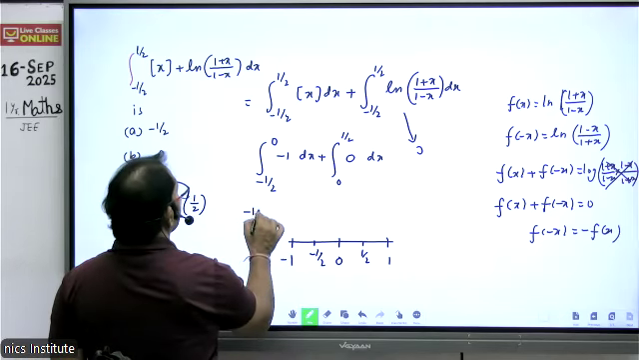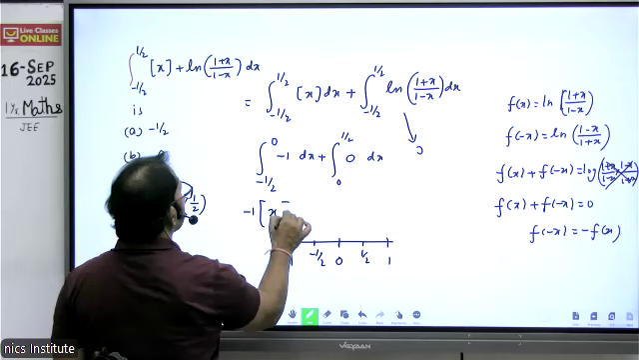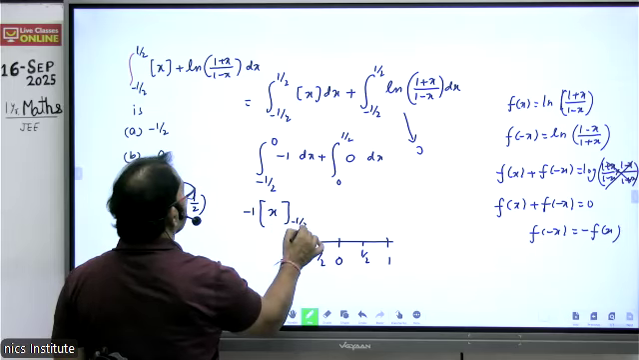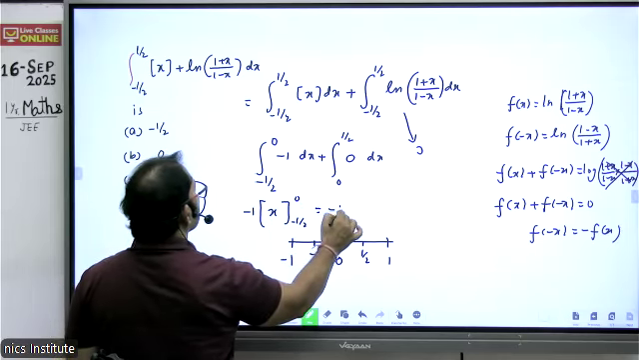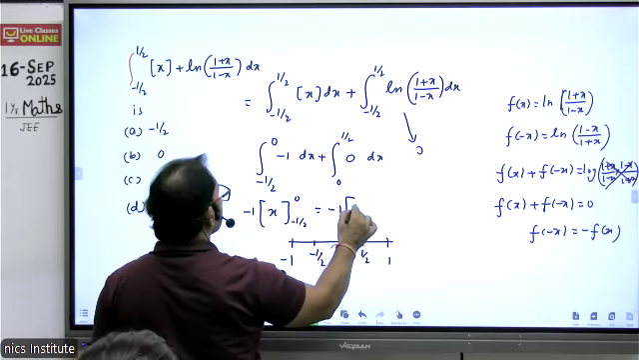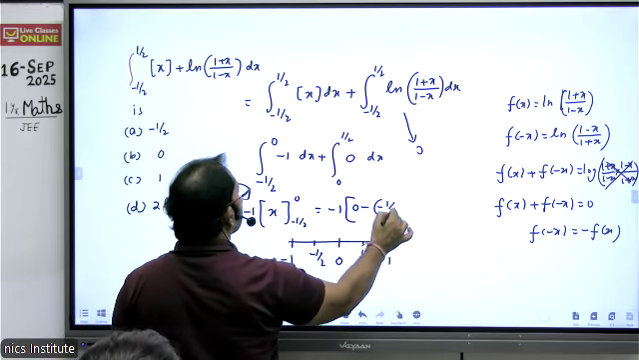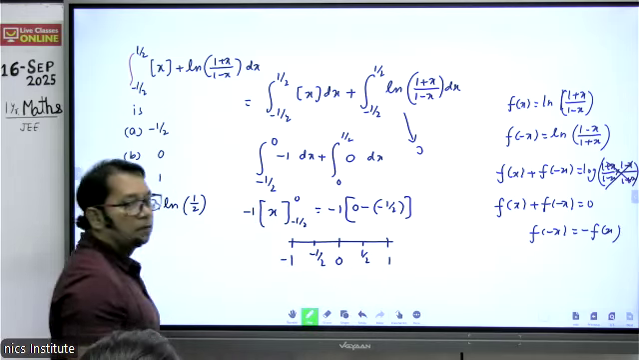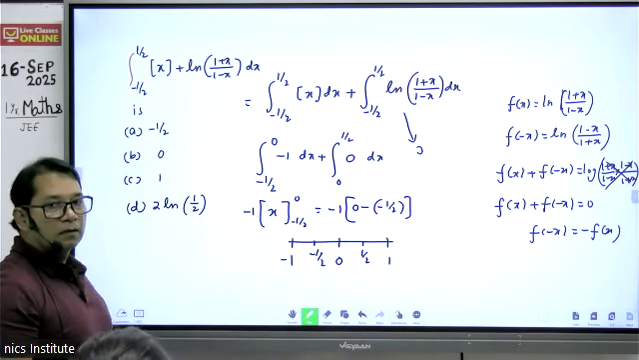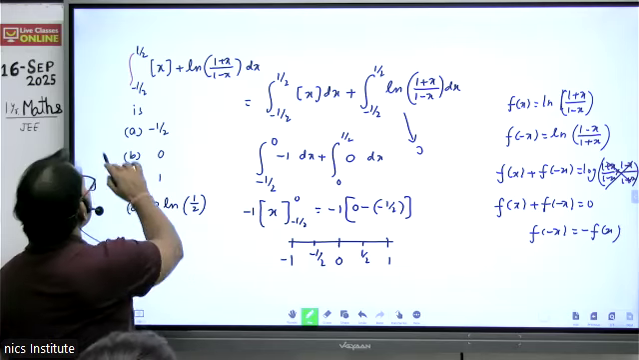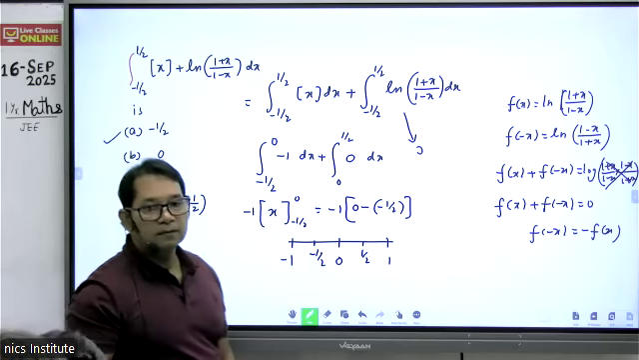So minus 1 is out. Integration would be x, limits minus half to 0. Put the upper limit 0, minus the lower limit, minus half. Minus half is the answer.